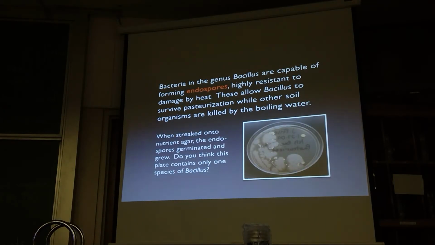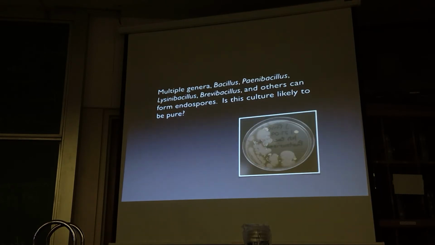Do you think it's only one species of Bacillus? Well, look at the variation in morphology. You could say, no, there's definitely more than one thing on there, and they might not even be Bacillus. They could be Paenibacillus, Lysinibacillus, Brevibacillus. So again, potential start point for a semester project. We don't really know what's on there.